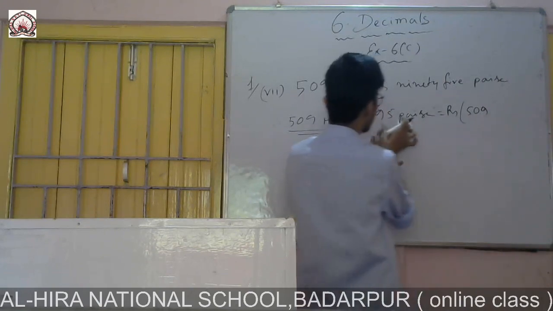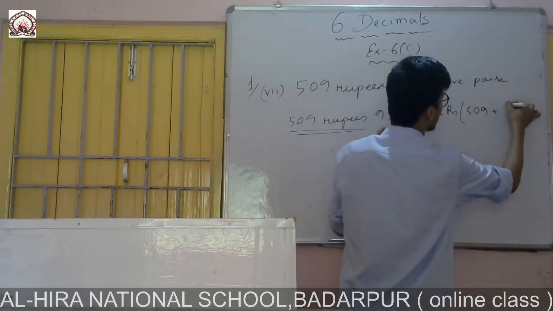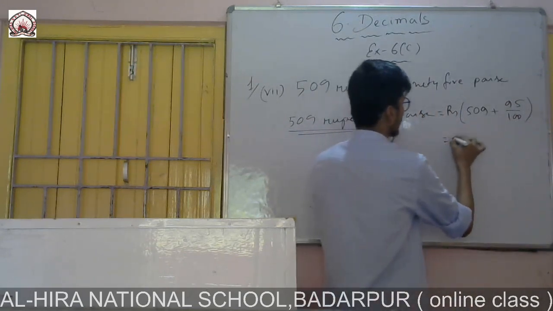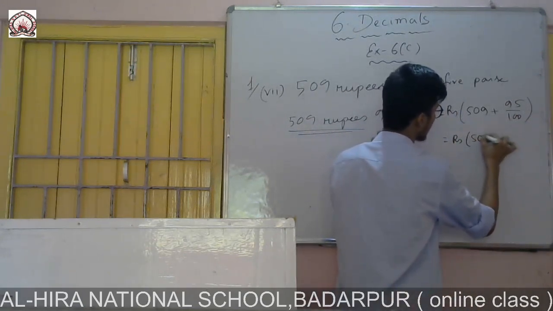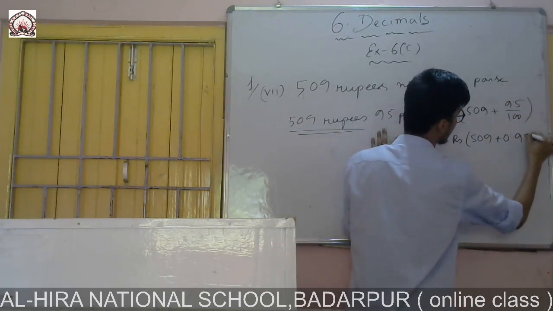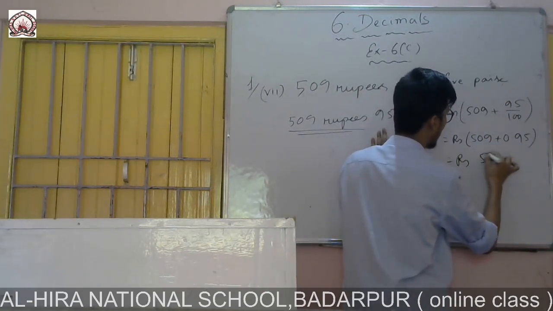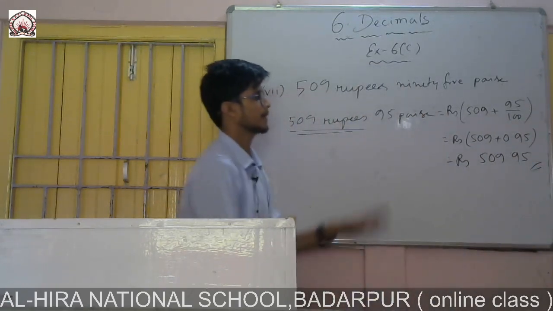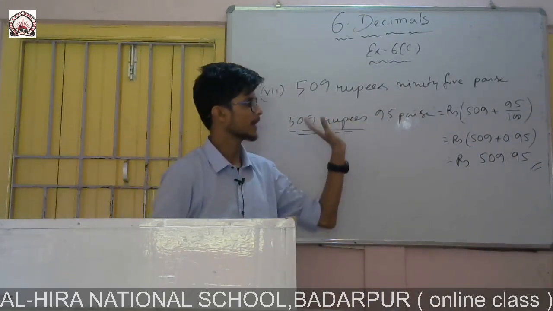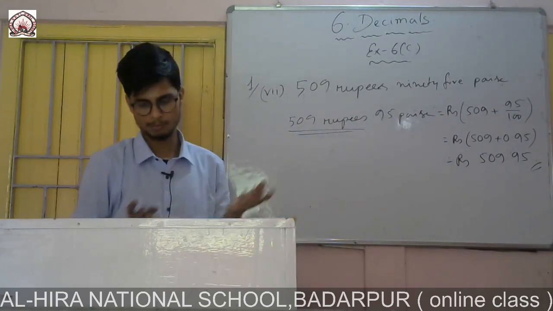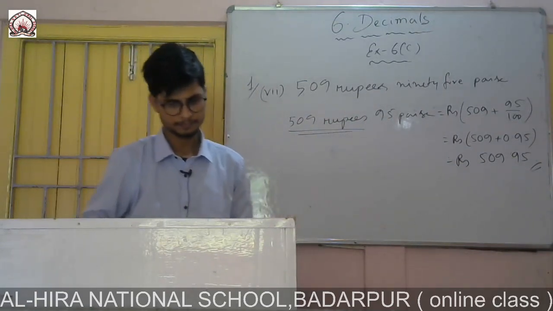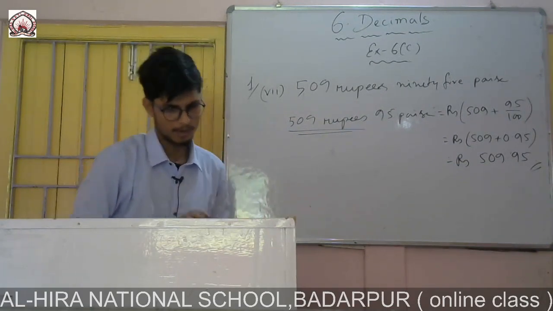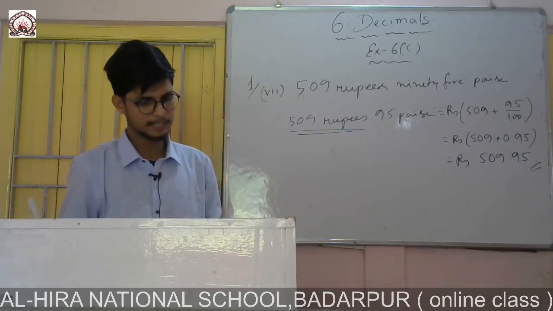You simply write this one, and 95 paisa I can write as 95 by 100, which will be equal to rupees 509 plus 0.95. I can write it as rupees 509.95. I have done it directly because, as I said earlier, to convert into rupees I have to divide. So the answer is 509.95.